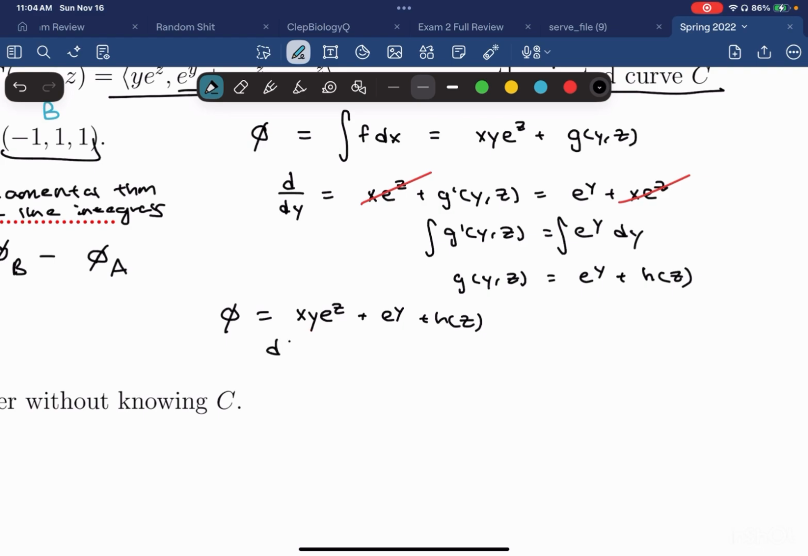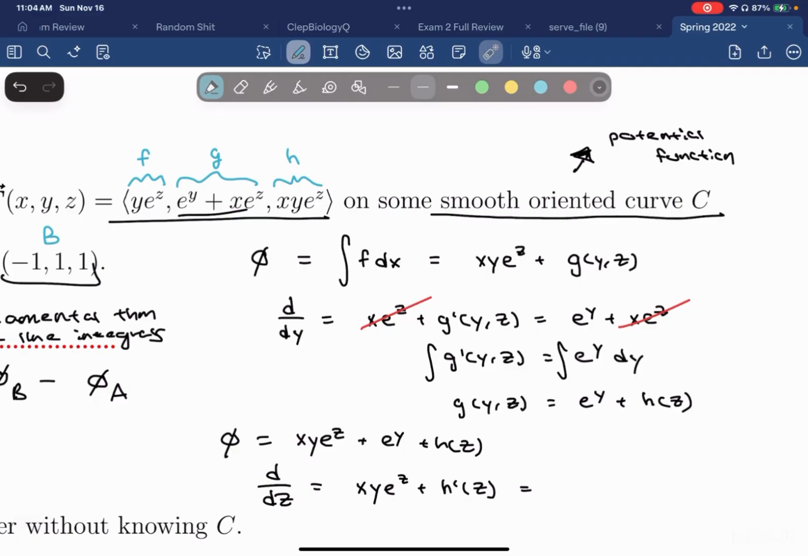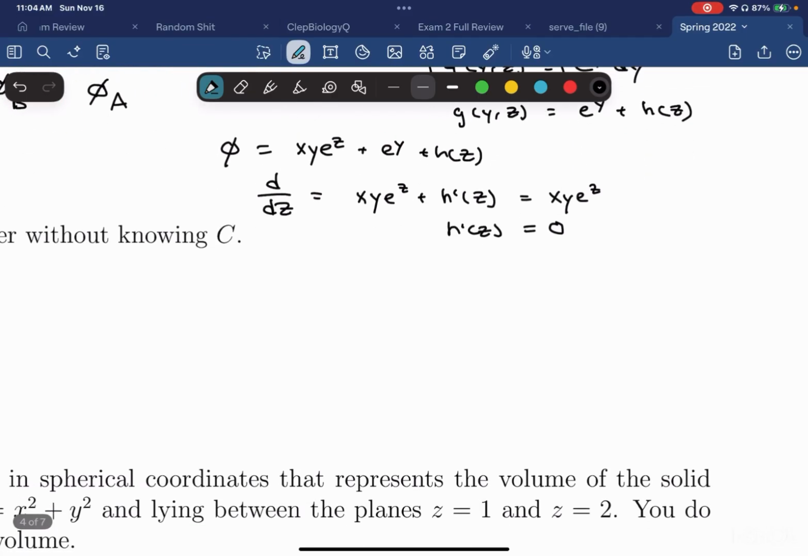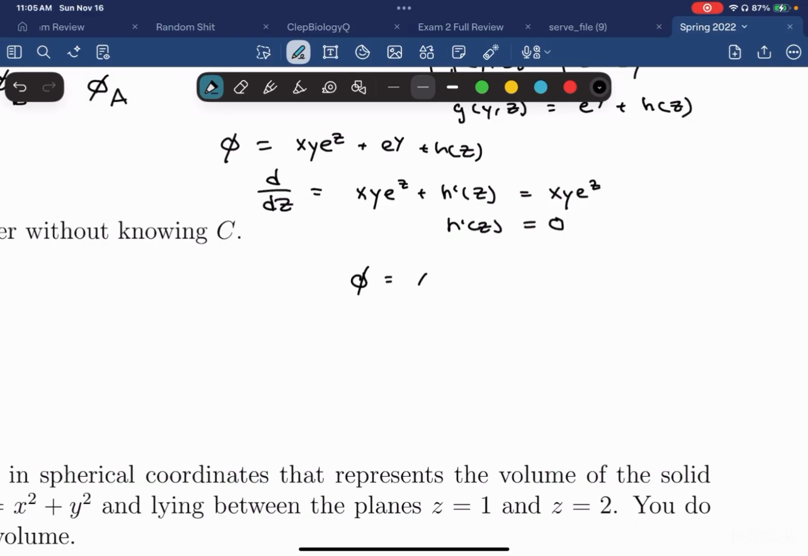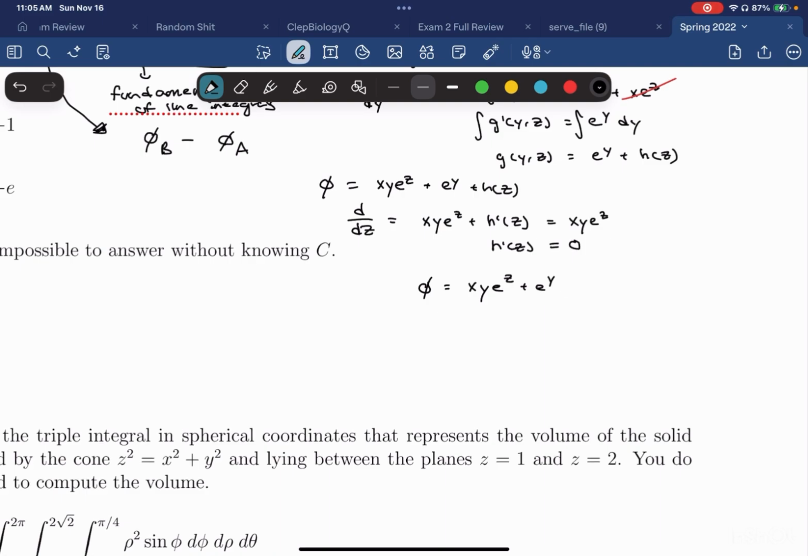So now we've got to do step 3, which is taking the derivative with respect to z. This will become x y e^z plus 0 plus h prime of z. We equate this now to h, which is x y e to the power of z, so that h prime of z is equal to 0. So our potential function just ends right there. It just equals x times y times e to the power of z plus e^y. It'll also be plus a constant, but in this case we don't really need the constant.